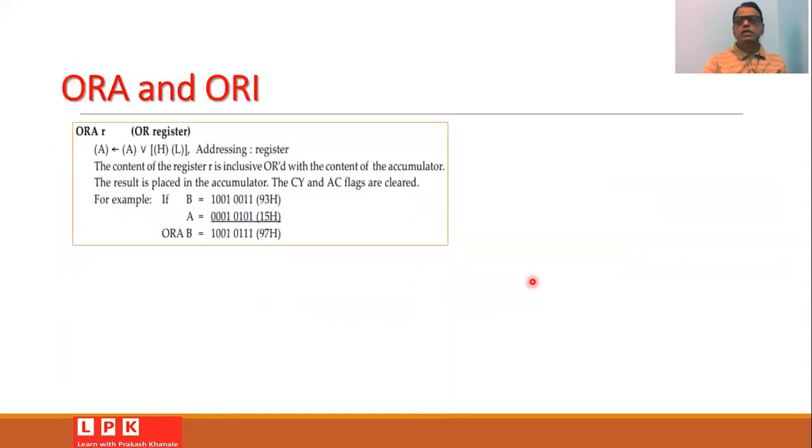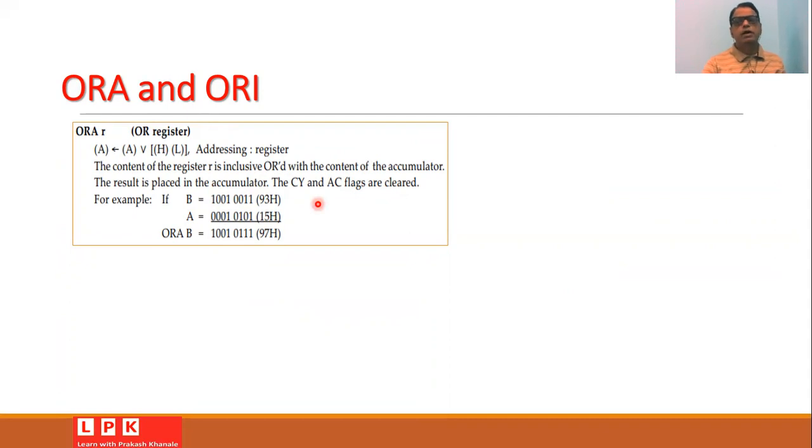Another instruction that is frequently needed while writing the assembly language program for the 8085 microprocessor is OR register. This instruction is written as ORA R. Here the content of the register R is inclusive ORed. There is a difference between exclusive OR and inclusive OR. So this is inclusive OR with the content of the accumulator, and the result is placed in the accumulator, and carry and auxiliary carry flags are cleared.